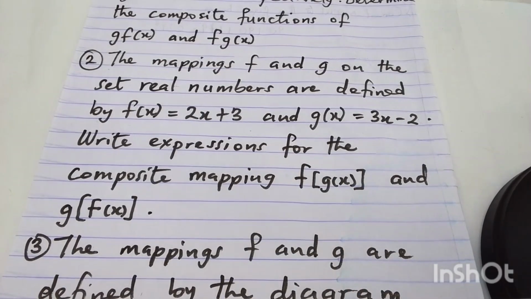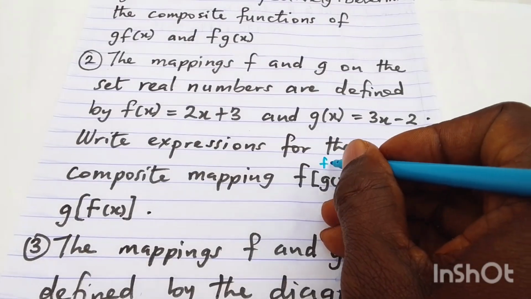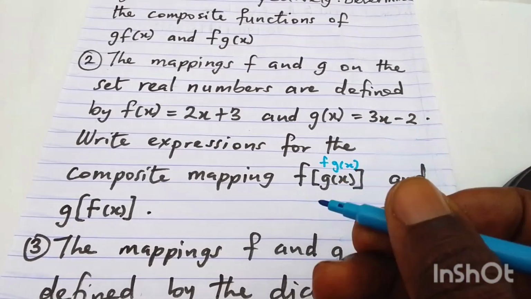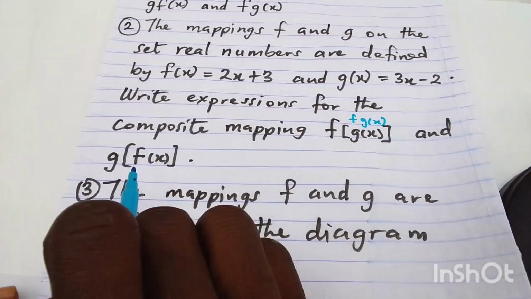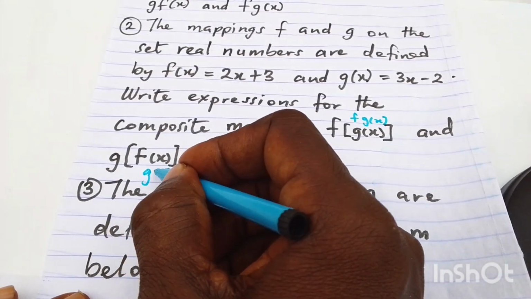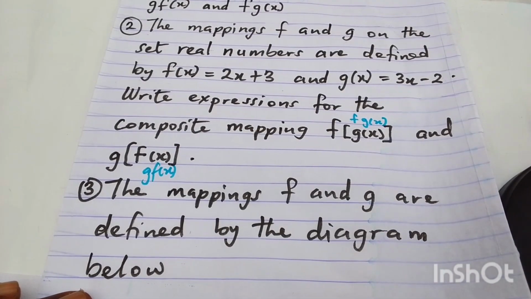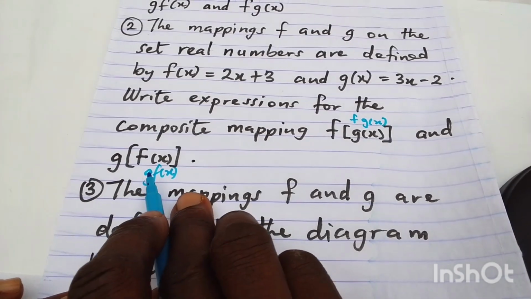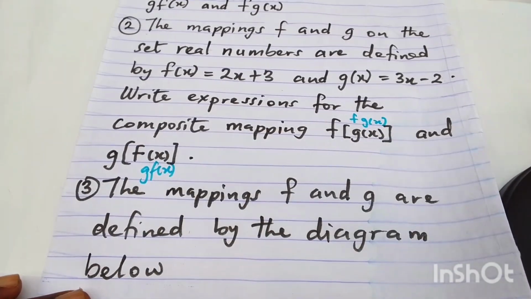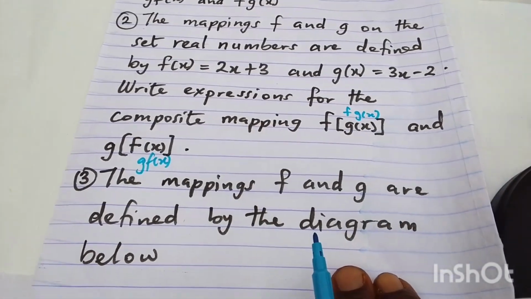So this is the same thing as fg of x. It says the same thing. So what is here is also the same thing as gf of x. So they mean the same. Or you can also call it gof, fog. It's still the same thing you are talking about.